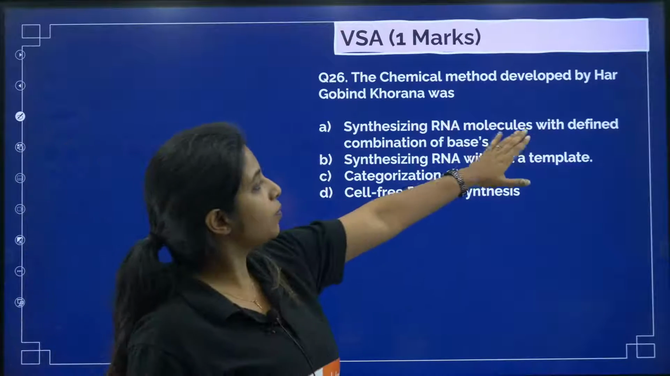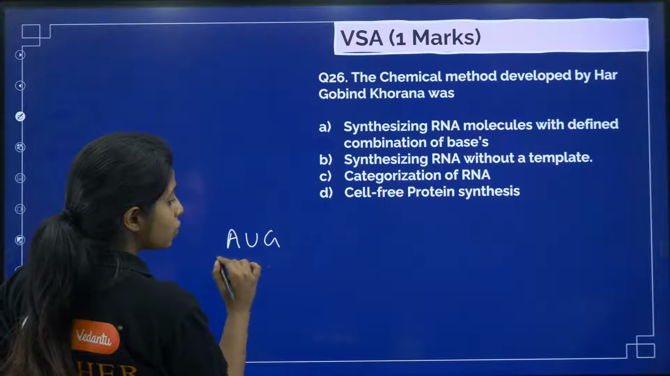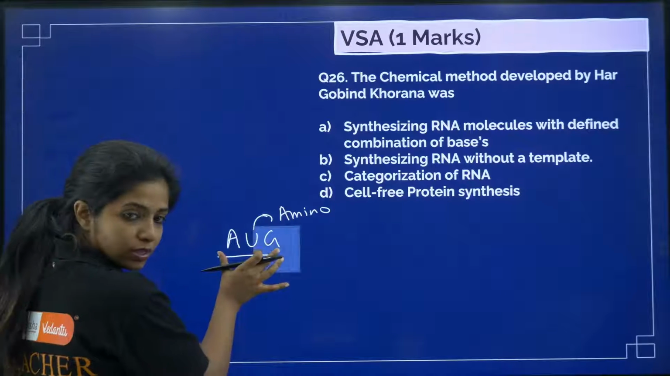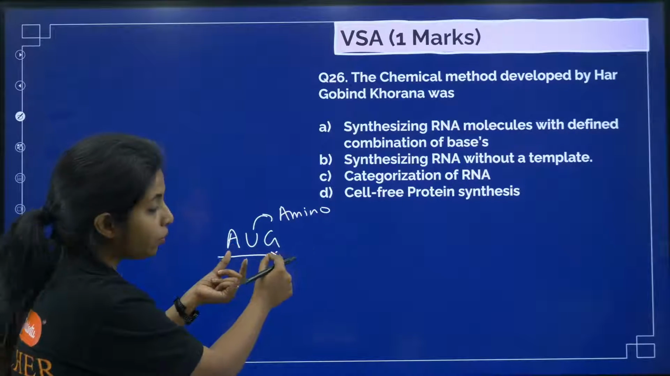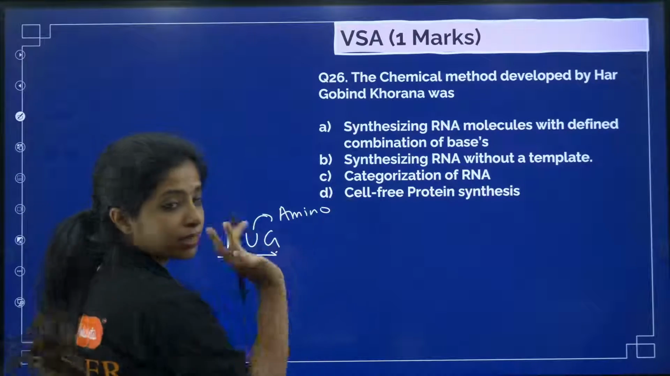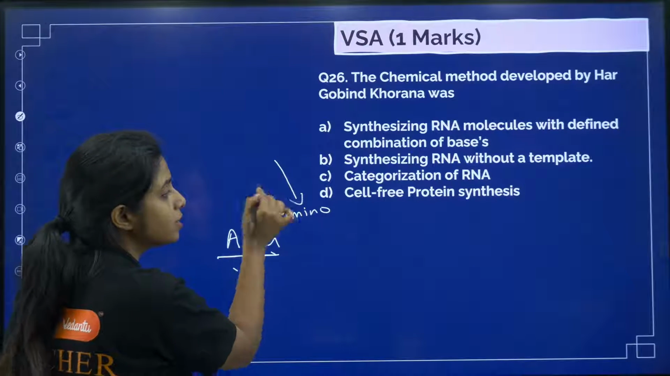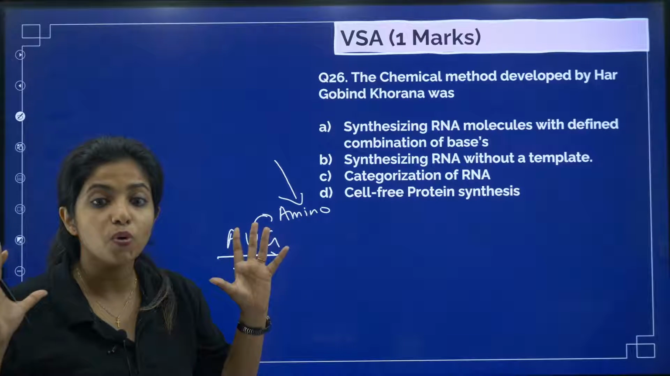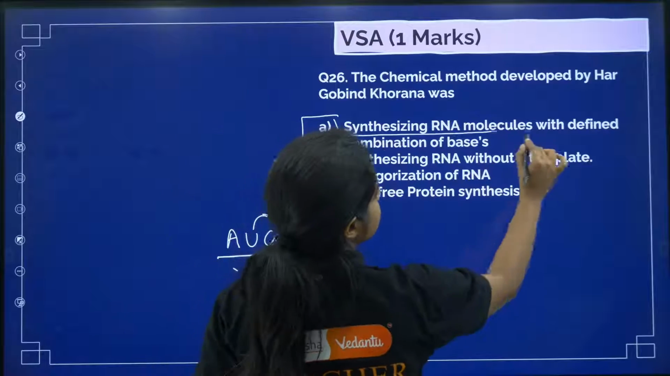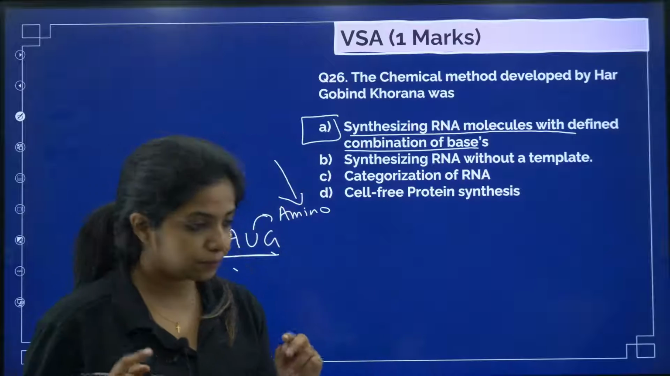Synthesizing RNA molecules with defined combination of bases. So he was having a defined combination of bases, keeping it together and seeing what amino acid it is going to make. You are picking each nucleotide and putting it over here. Now whatever amino acid chain will be made, you will understand that this was the codon responsible for this amino acid. That was his whole theory. So the chemical method developed by Khorana was basically synthesizing RNA molecules with defined combination of bases to find what amino acid it codes for.